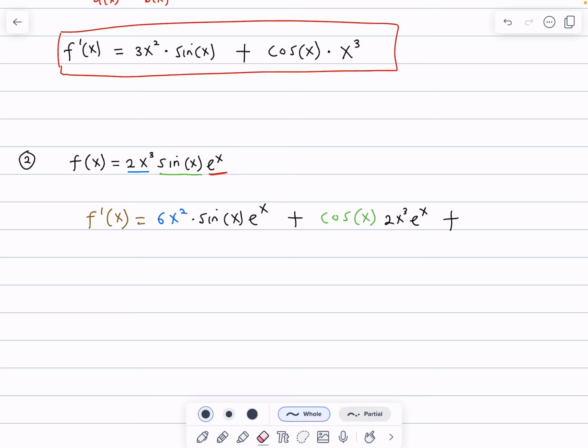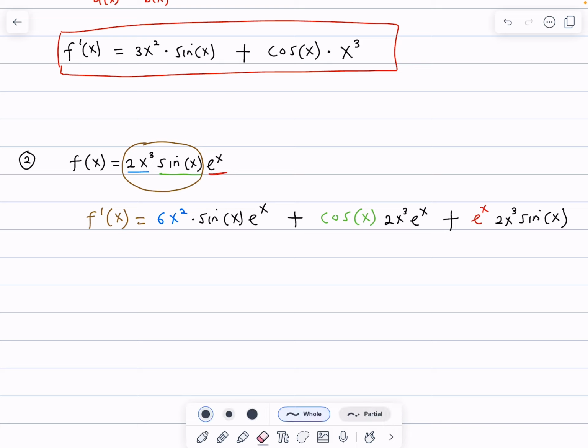Plus, then I'm going to take the derivative of the third function, which is e to the x. The derivative of e to the x is what? It is e to the x. Then I'm going to write what is left, and what is left is this part, right? So I'm just going to write that down. So this is just going to be 2x cubed sine x. That will be the derivative of that.